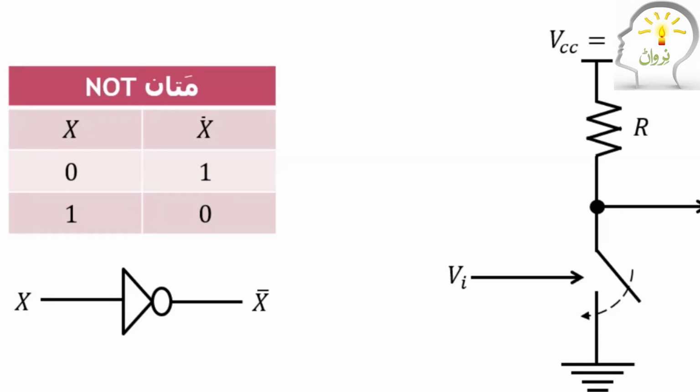Now this one is a switch, and if this switch is open, then what will be the output V naught? What is the voltage on this node? How can you determine the voltage on this node? I'm asking you a very simple question. Have you studied electrical circuits? So how do you determine the voltage on a node like this? Voltage divider rule. Okay, very nice.